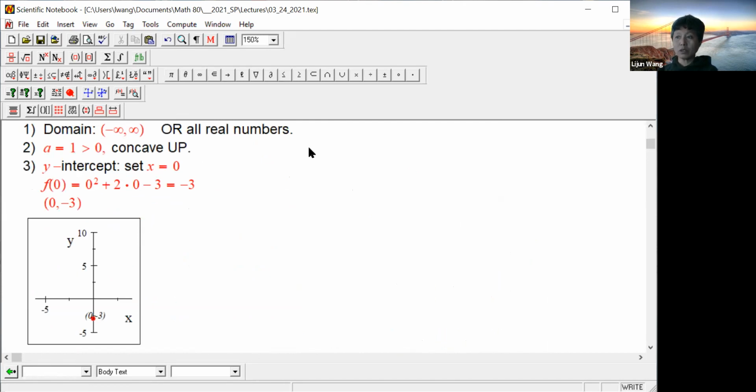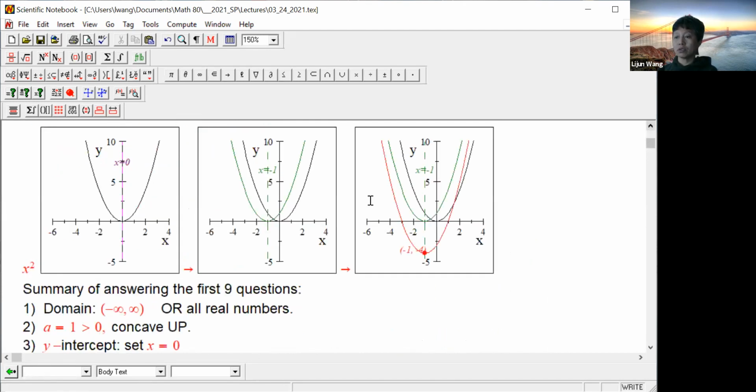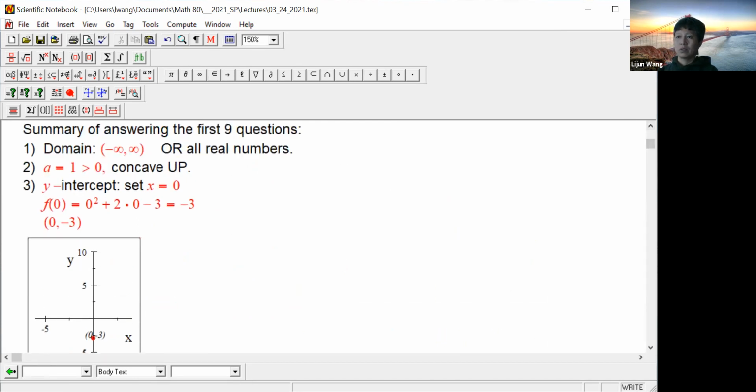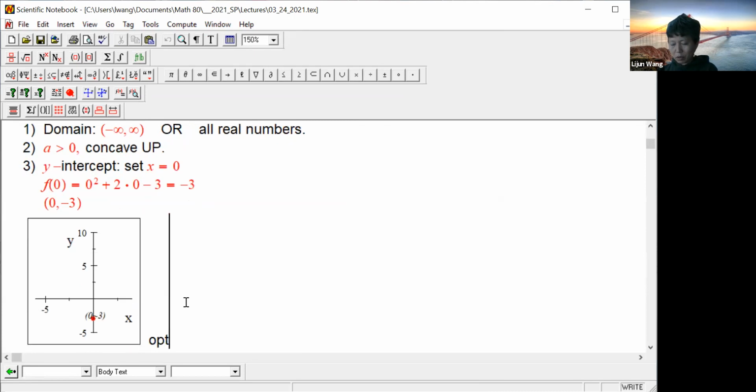As a student, when you look at this question, you answer. Domain and range, you don't have to give me both. One is enough. You can give me either this one or all real numbers. And for this one, you can just write a larger than 0 is concave up. For the y-intercept, we can keep the whole thing. Do you need the picture? No, the picture is optional. But you may like to have it in a stretch.